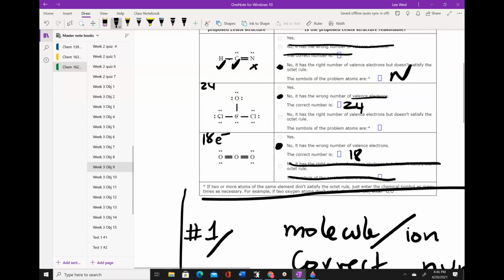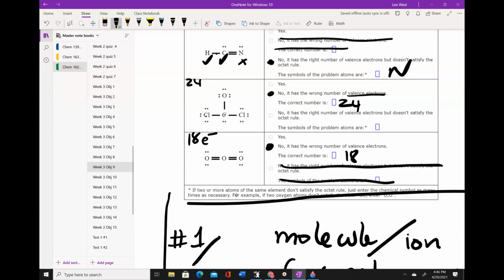All right. Now it's interesting, if you actually look here, every atom does have 8 electrons around it. It's just the wrong total number of electrons.